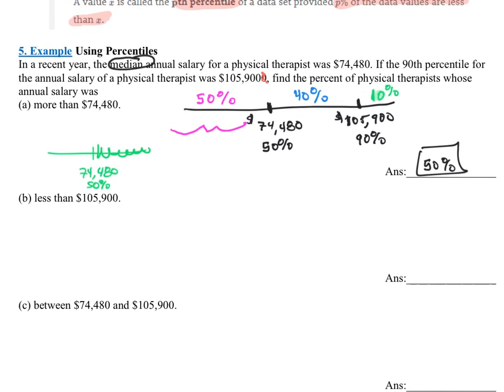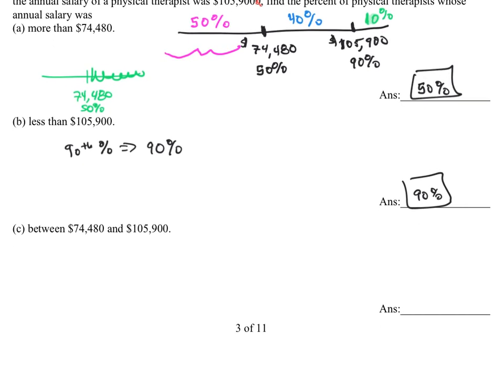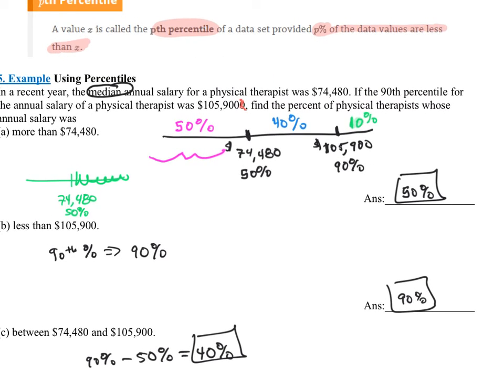How about less than 105,900? Well, that is the 90th percentile. So that tells me by definition that 90% scored below. That one's super easy. Okay. And then how about between 74,480 and 105,900? That's where we did the 90% minus the 50%. We already figured that out, which was 40%. The answer was 40%. Okay?